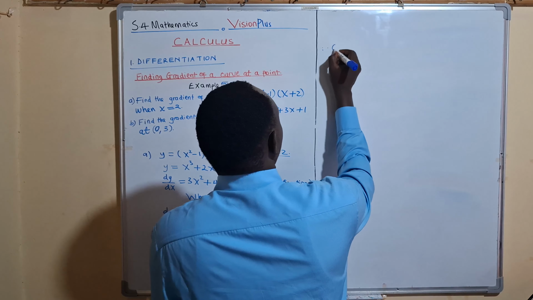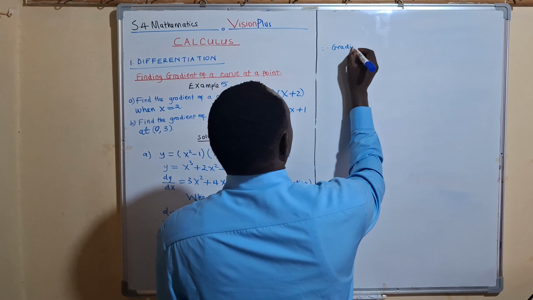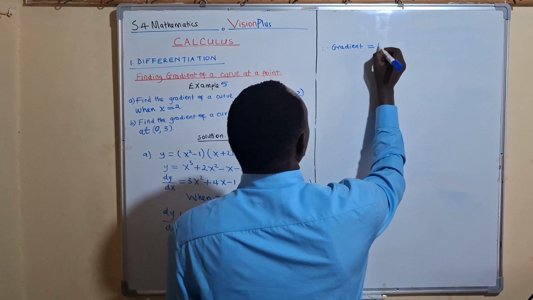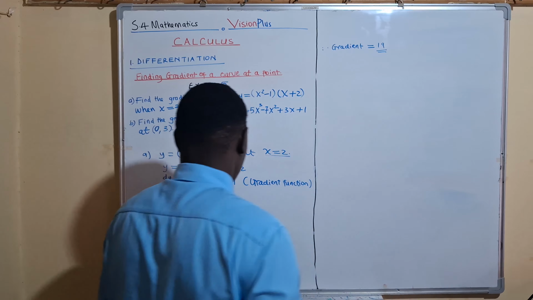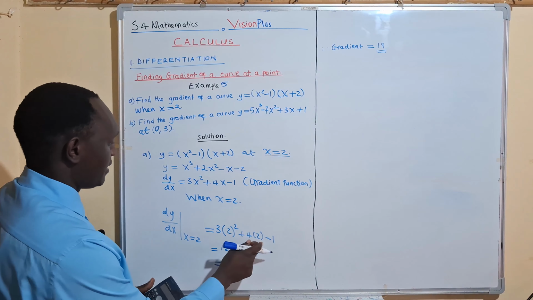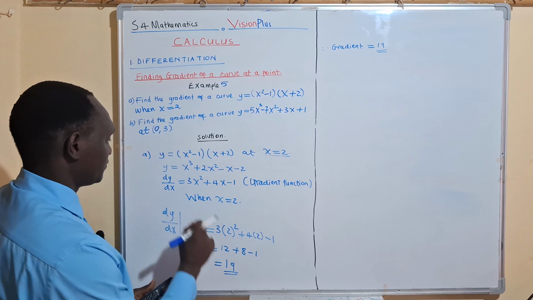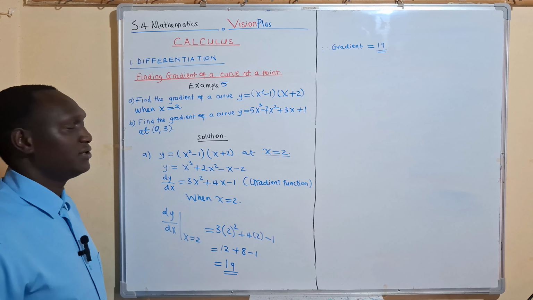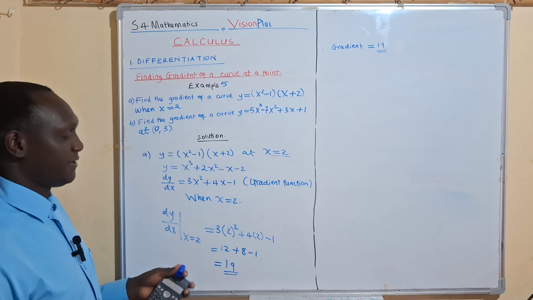So therefore, the gradient of this curve at that given point is 19. Let me verify. 12 here. Here we shall have 8. 12 plus 8, 20 minus 1, 19. So that is the solution for part A.